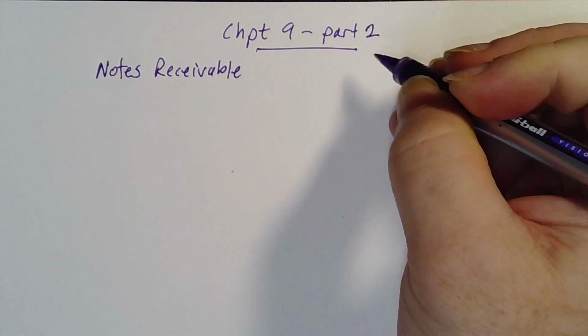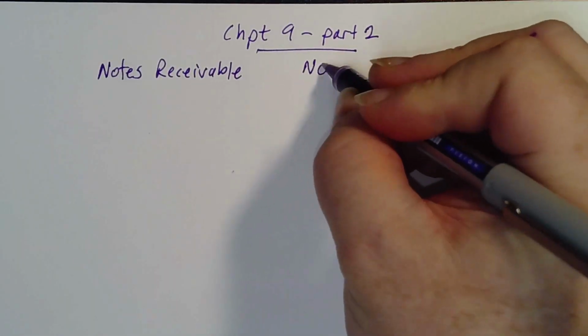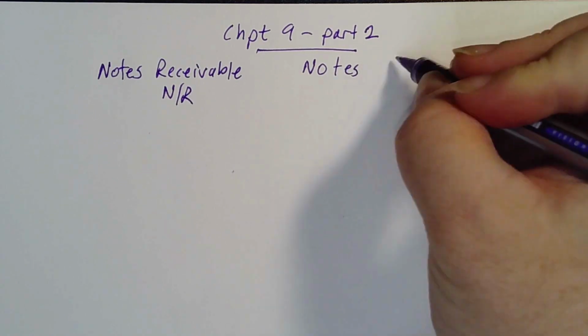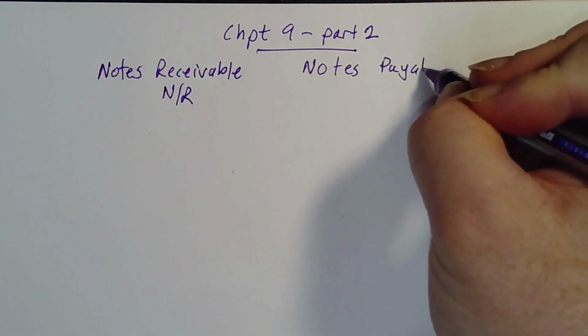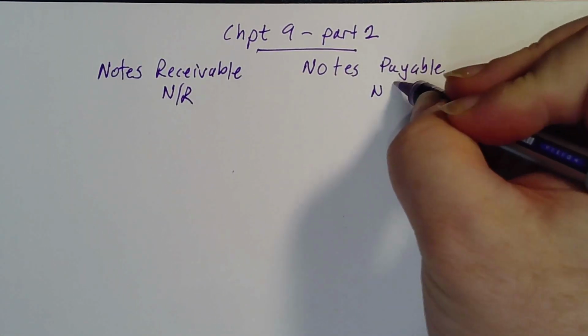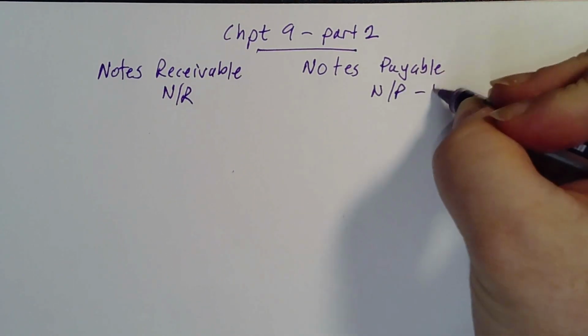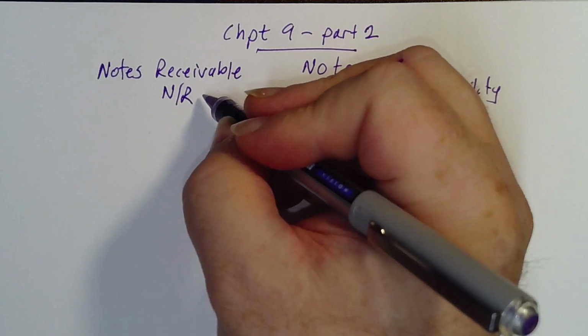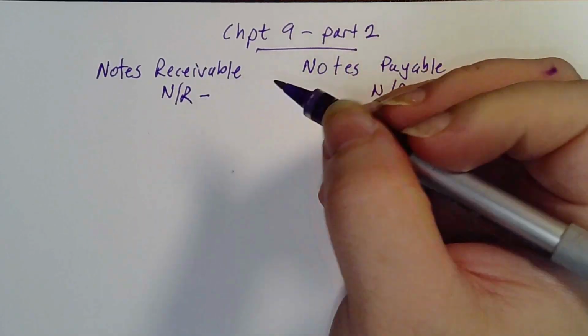Now, up to this point, we've talked about notes payable before, so we would abbreviate this NR. We've talked about notes payable. That's when we take out a loan, when we get a loan from a bank, right? And this is a liability because we owe it back. A notes receivable is when we loan money to someone else.